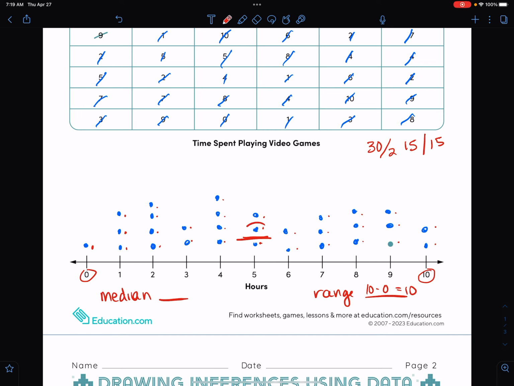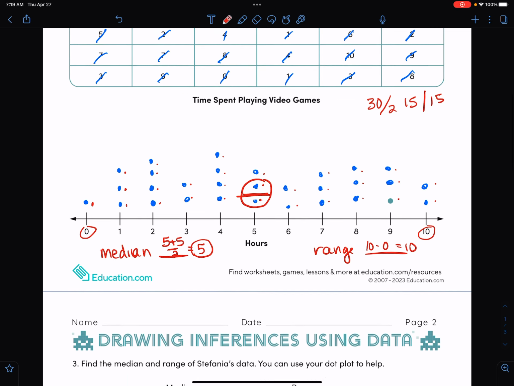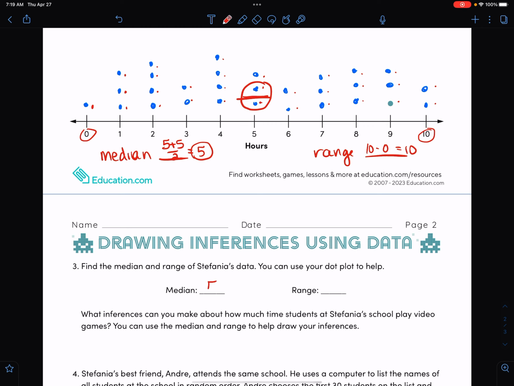1, 2, 3, 4, 5, 6, 7, 8, 9, 10, 11, 12, 13, 14, 15. So that means I need to take both of those numbers divided by 2, since mine was an even number. It's between 5 and 5. So that is 5 plus 5 divided by 2 equals 5. So now that you have this, you can put your median there, and your range is 10.